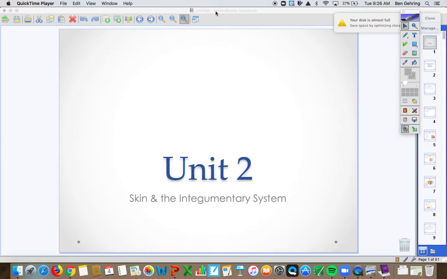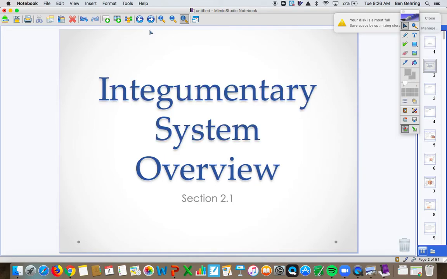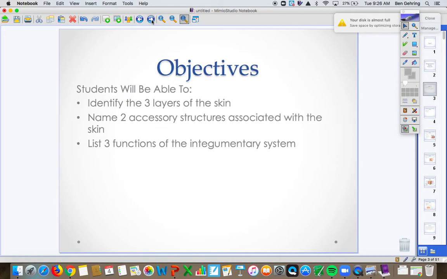As we start Unit 2, we're talking about the integumentary system, which is composed mainly of the skin, but we'll talk about the structures along with that as well. So let's get started. Today, we're going to give you an overview, and at the end of this lesson, my goal for you is to be able to identify the 3 layers of the skin, to name 2 accessory structures associated with the skin, and provide the 3 functions of the integumentary system.